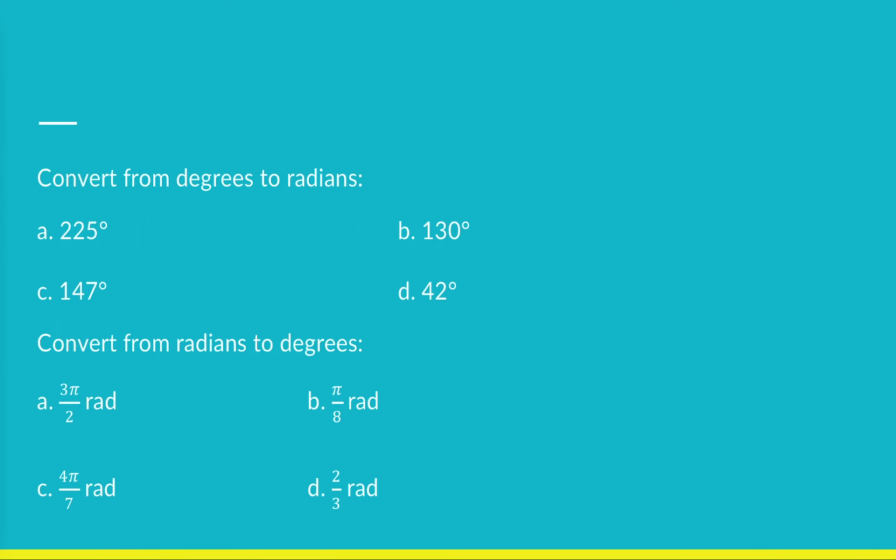So, convert from degrees to radians. You can do this as straightforward dimensional analysis, right? With your conversion factor being pi over 180. And just make sure you put your degrees in the denominator so your degrees cancel out. So you get 225 over 180, which is going to be 45 pi over 36, which is 15 pi over 12. Reducing fractions takes a minute, which is 5 pi over 4.